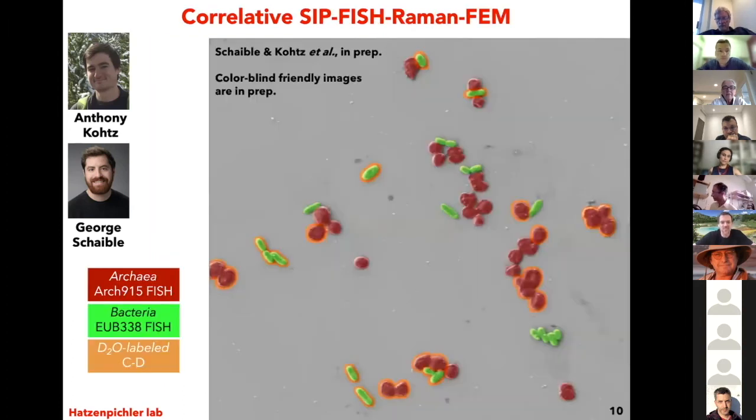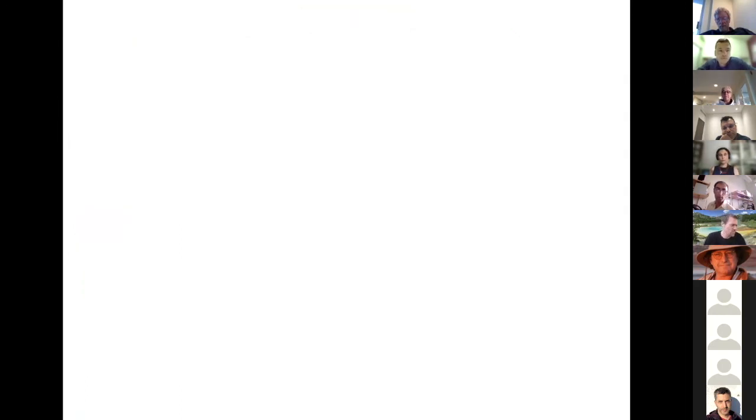And at the end of the day, we can generate these false-color overlays basically, in which we combine all this information together, where we have the taxonomy, the structure of the cells, and the biochemical, the anabolic activity of these cells. And so we are currently trying to apply this to a bunch of different enrichment cultures and in situ samples we have in our lab.